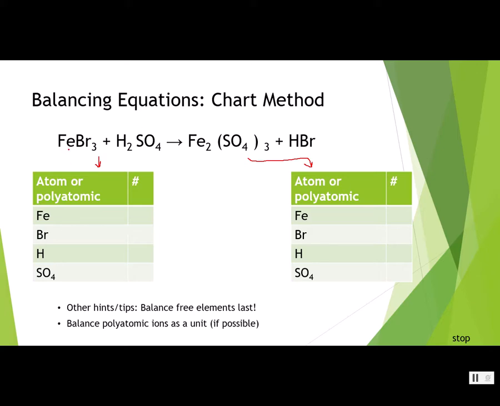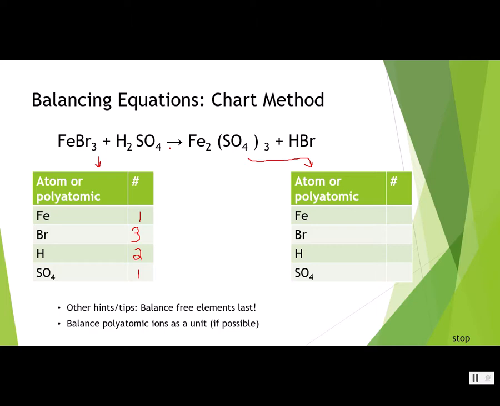So on my reactant side, right now I have 1 iron, I have 3 bromines, I have 2 hydrogens, and I have 1 SO4 chunk. Many times it can be helpful or useful to balance polyatomic ions as an intact unit. If you wanted to split that up into sulfur and oxygen for balancing, that's fine, but it makes things a little easier since the sulfate stays together on both the reactant and the product side. I'm just going to treat that as a chunk, as 1 unit to balance.